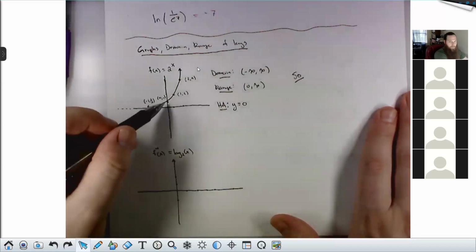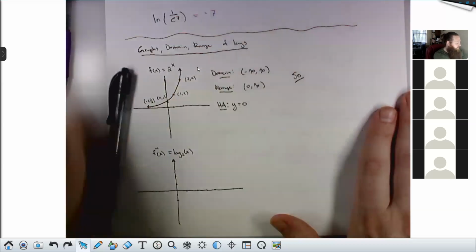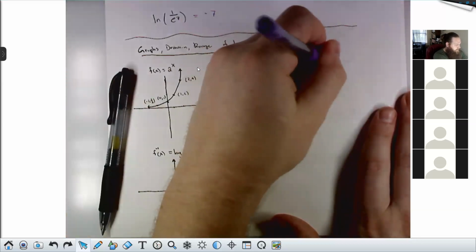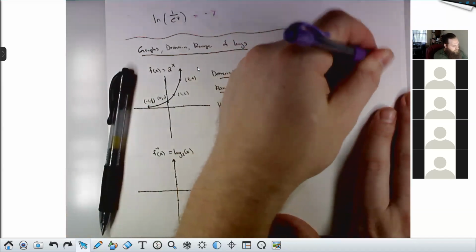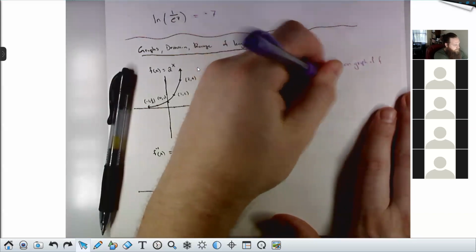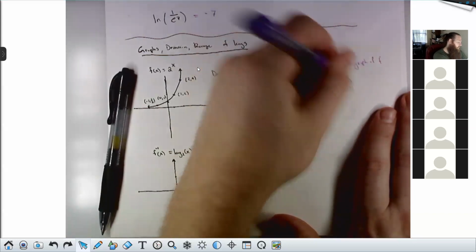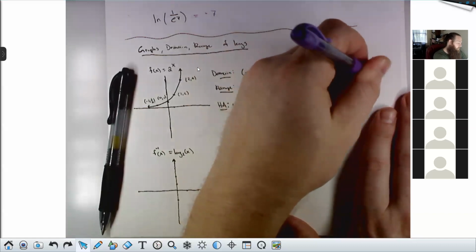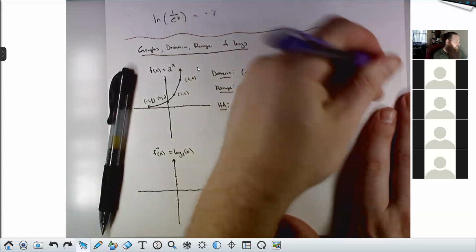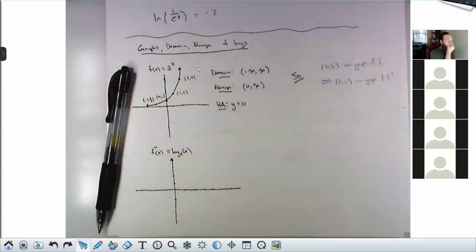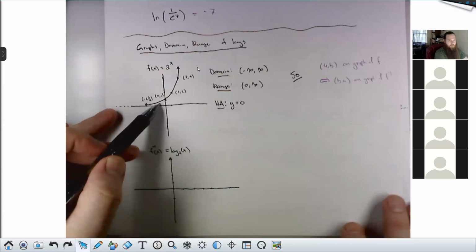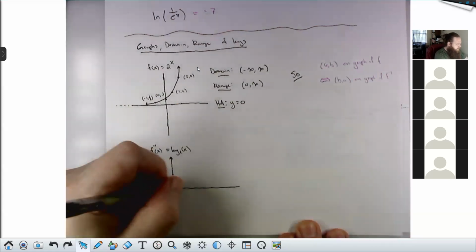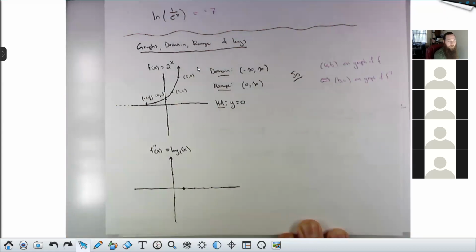The point 0, 1, remember we have this fact: (a, b) is on the graph of f is equivalent to saying (b, a) is on the graph of f inverse, right? Remember that TFAE? That's going to tell me some points I can graph down below. (0, 1) is on the graph of f, so (1, 0) is on the graph of f inverse.